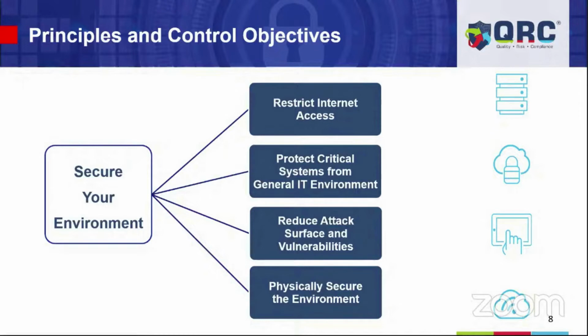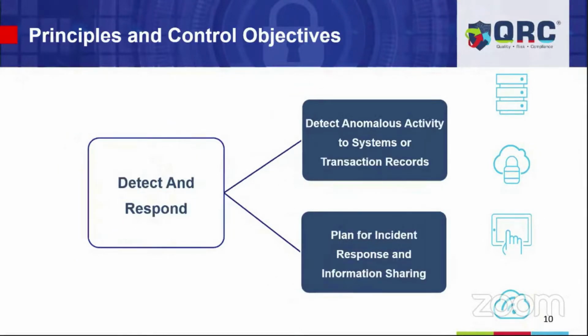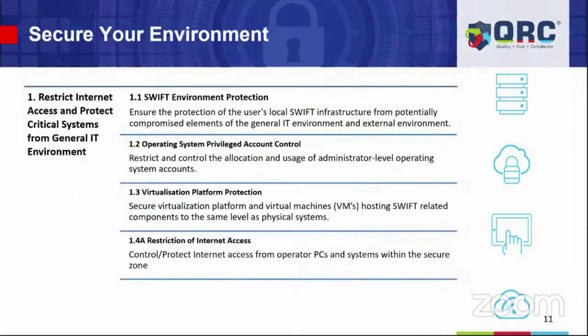So let us look inside at what exactly, as a user community, we need to implement or look at to meet the specific requirements. Know and limit access: prevent compromise of credentials, manage identity and segregate privileges. This we just discussed. And the third principle is detect and respond, and control objectives are detect anomalous activity in systems, and plan for incident response and information sharing.